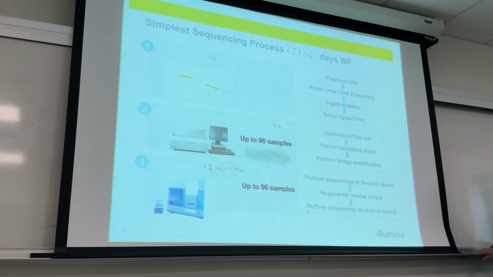So then you're going to hybridize that to the flow cell. The flow cell is kind of like what I showed you, that little microscope slide. And you're going to extend them, and I'll be showing you the extension and amplification process, how that works. And then you sequence one strand, and then you sequence the other strand, and then you put them together with computing power. So that's the overall picture of what's happening.